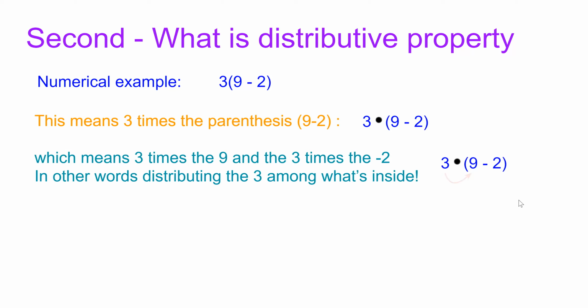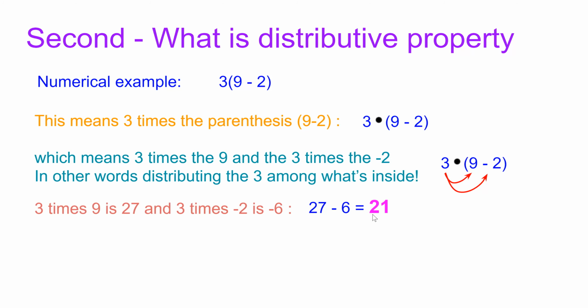So if we want to apply this, it would be 3 times 9 and 3 times negative 2. We know that 3 times 9 is 27, and 3 times negative 2 is negative 6. So basically put them next to each other, and because both are numbers you can actually do this operation, and the result would be 21. So the distributive property is pretty easy when it comes with numbers. Now what if you have variables and letters?